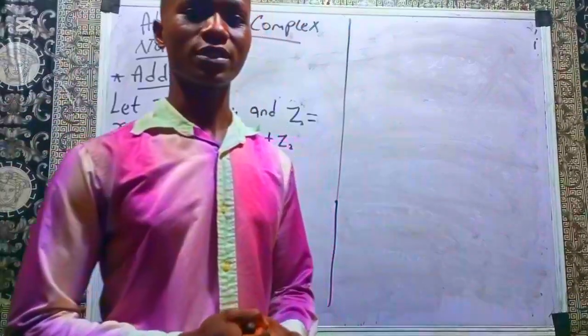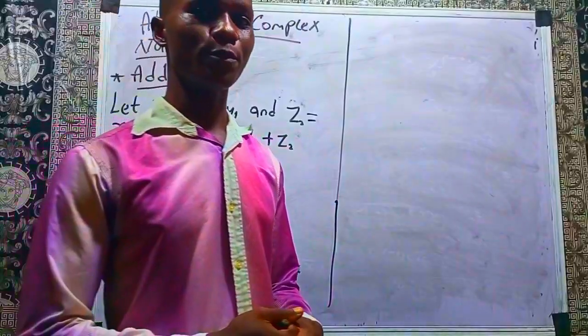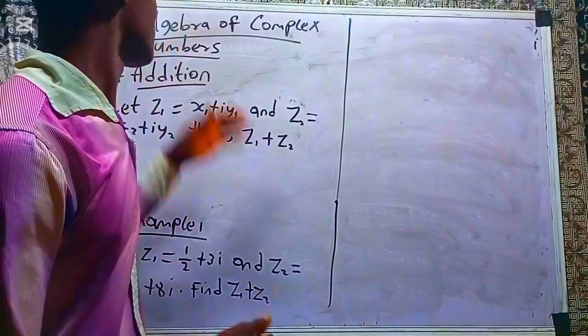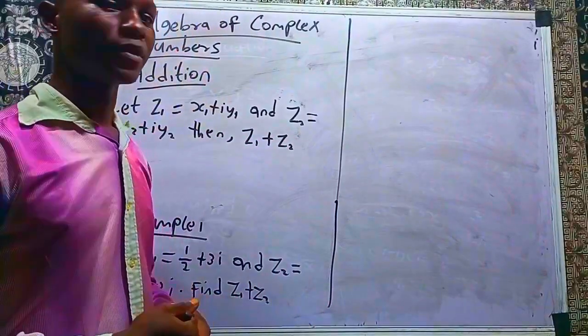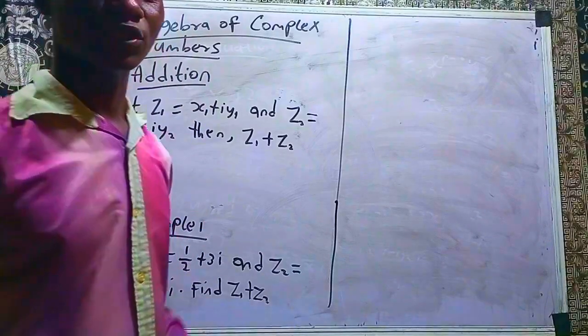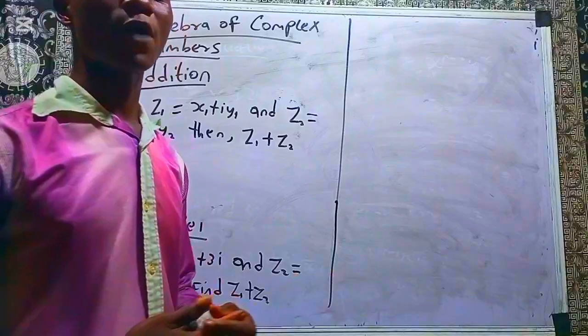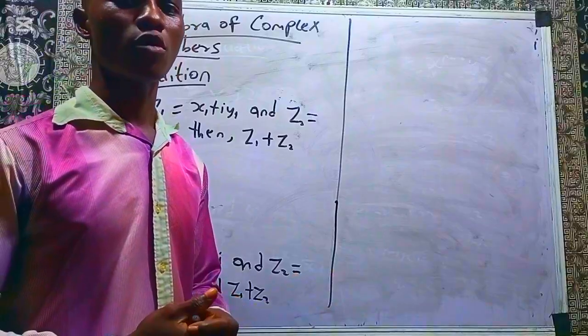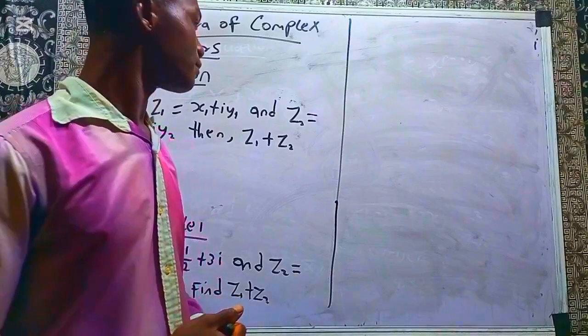Today we want to consider the basic algebra of complex numbers. The first one we're going to consider is addition. We want to know how we can add two or more complex numbers.